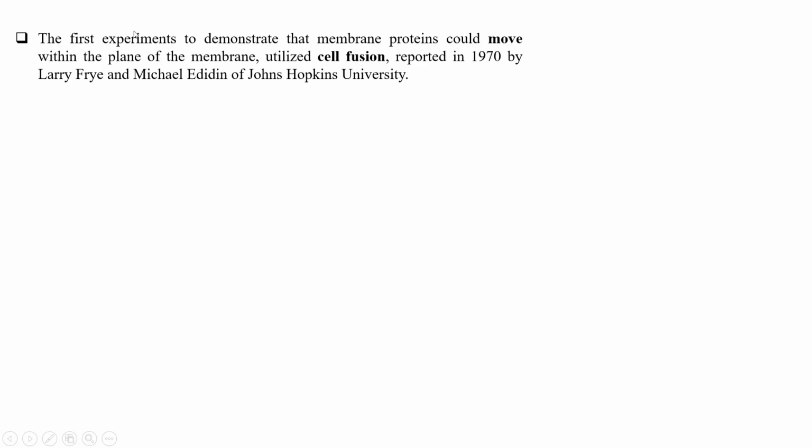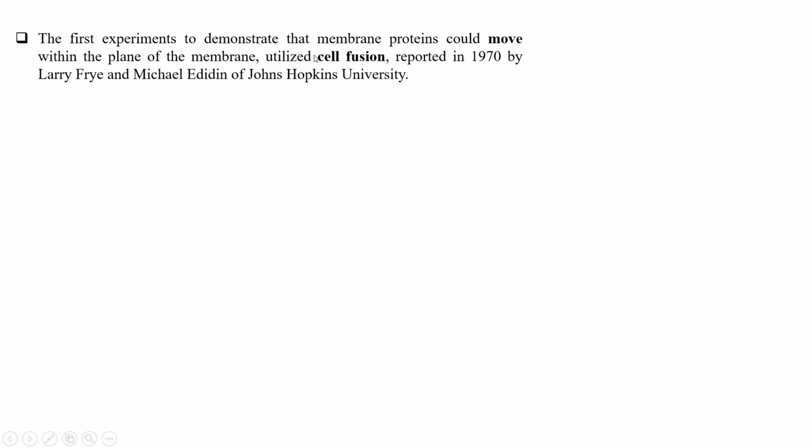Now, the first experiments to demonstrate that membrane proteins could move, that is, perform lateral diffusion within the plane of the membrane, utilized cell fusion. So this experiment does not depend on fluorescence recovery after photobleaching, or FRAP in short. This first experiment showing that proteins are mobile was performed by Larry Frye and Michael Edidin of Johns Hopkins University in 1970.